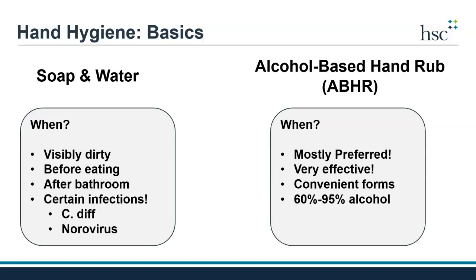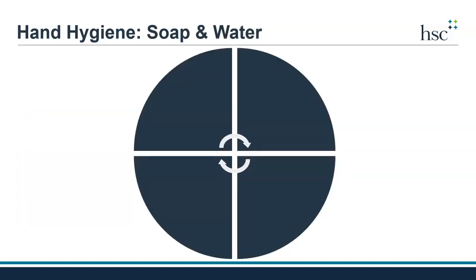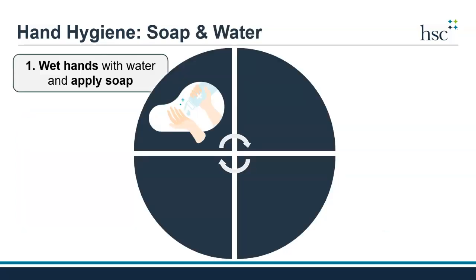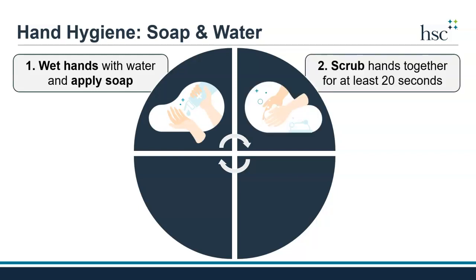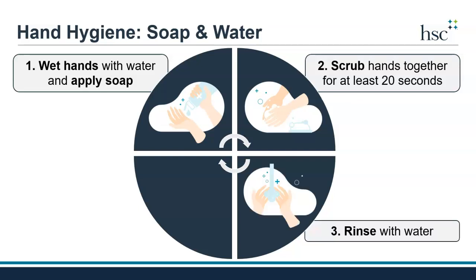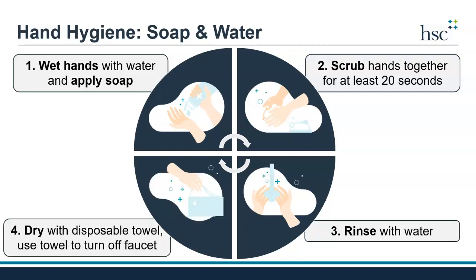Just be sure that the alcohol-based rub you use is made up of 60 to 95% alcohol. Washing our hands with soap and water begins with wetting our hands and applying soap. Next, we scrub our hands for at least 20 seconds, front and back, our fingers and palms, as well as under our fingernails. We then rinse our hands with water and lastly, dry them with a disposable towel, using the towel to turn off the water faucet so we don't get our hands dirty again.